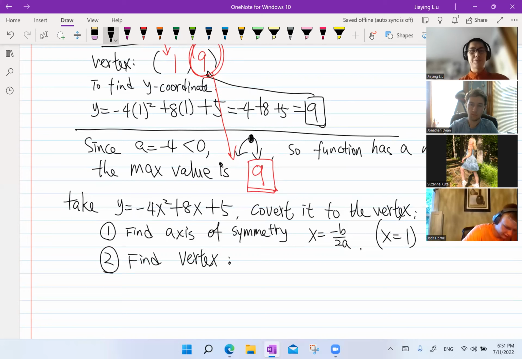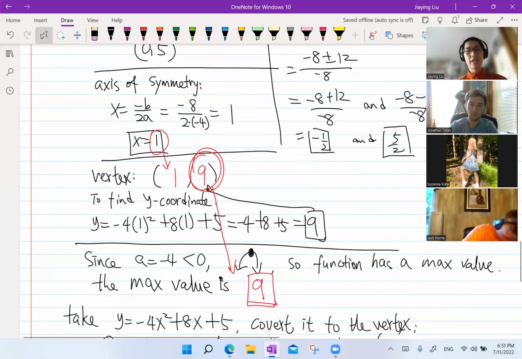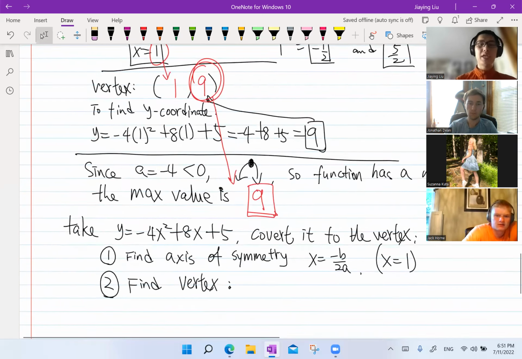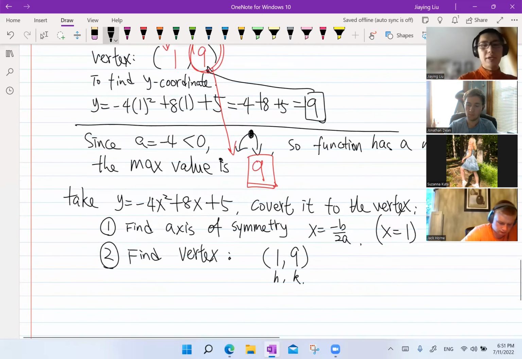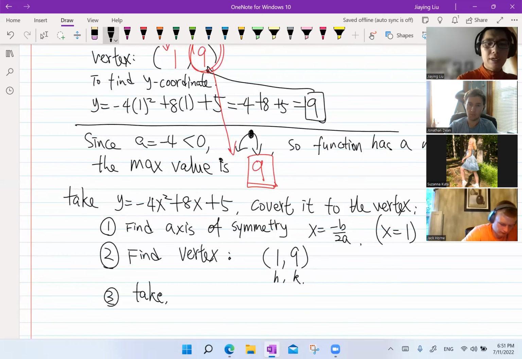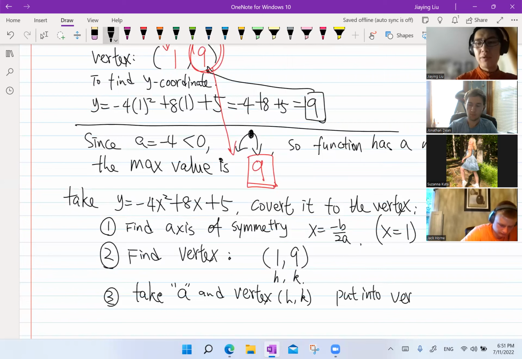We're not going to do the work because we already did it. Remember earlier, after we found the axis of symmetry, we took the 1, put it into the function, and got y equals 9. So the vertex we had is (1, 9), and this gives me the h and the k values. And the third step is to take the a value and the vertex, which is h comma k, and put them into the vertex form.